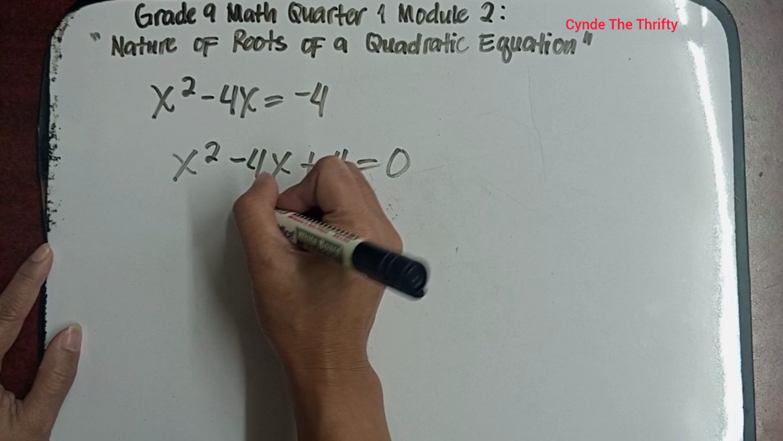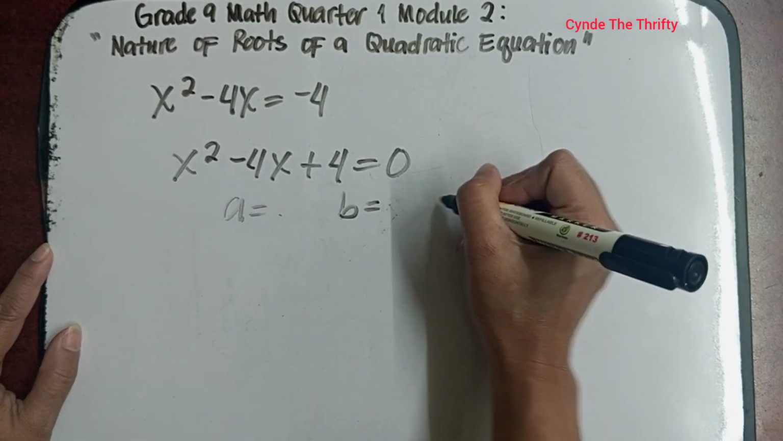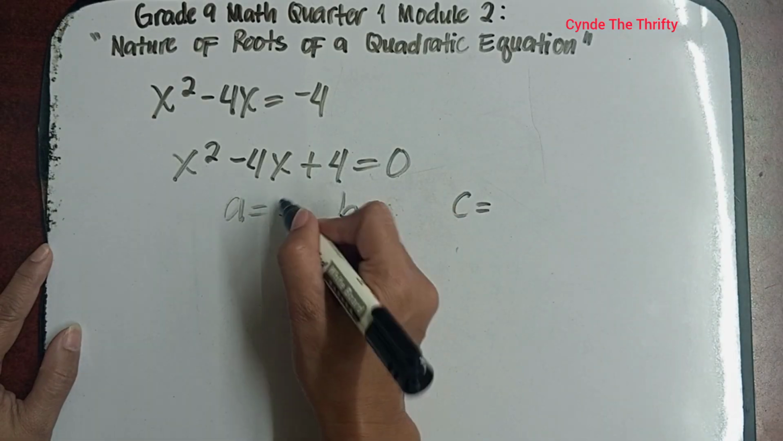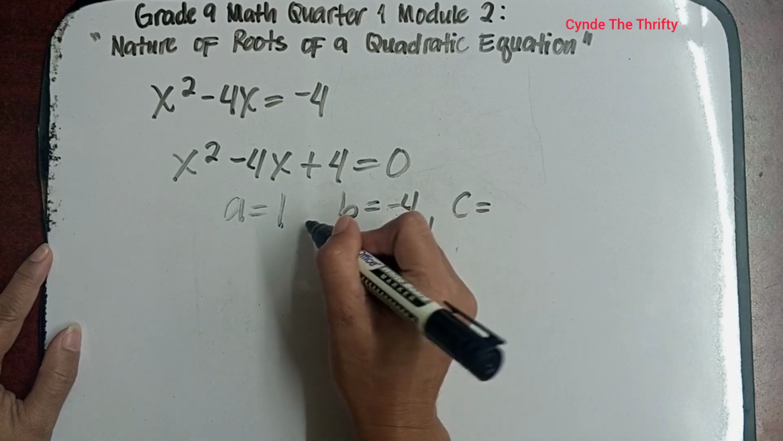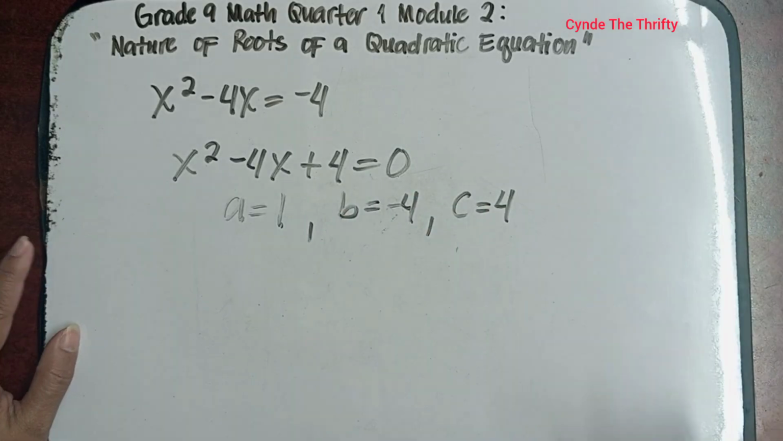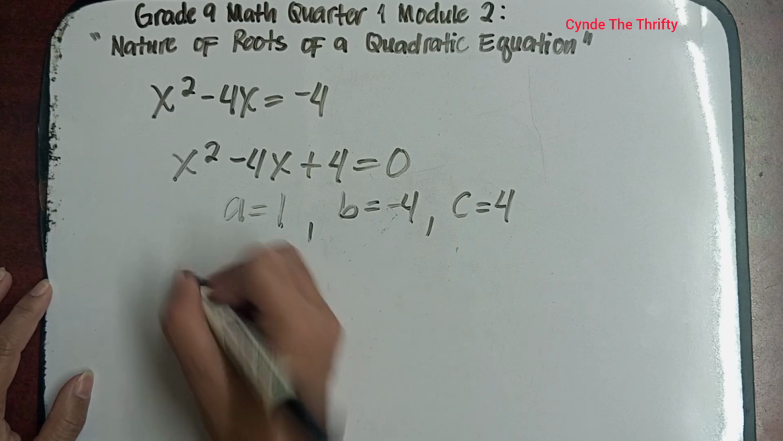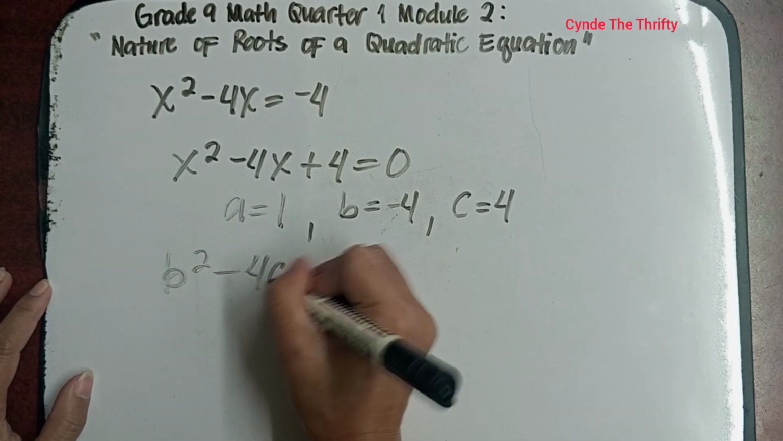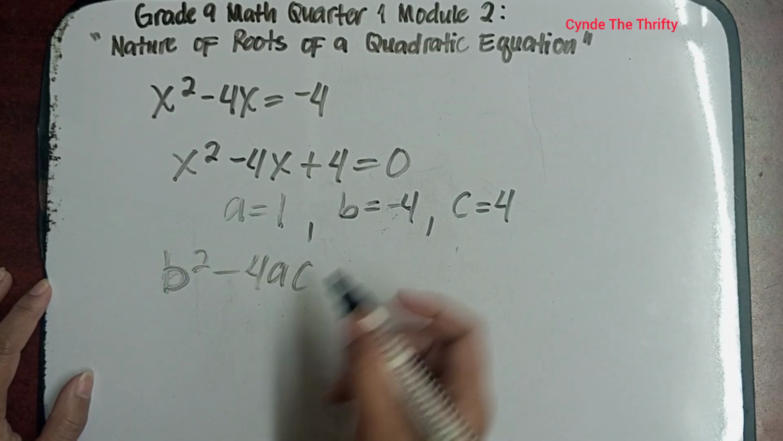Okay, so ngayon is i-identify natin ang value ni A, ni B, at ni C. Okay, so ang value ni A is 1, si B naman is negative 4, and si C is positive 4. So now, ang step 3 is i-substitute natin siya sa ating discriminant na b squared minus 4ac. Okay, I'm so sorry. b squared minus 4ac.